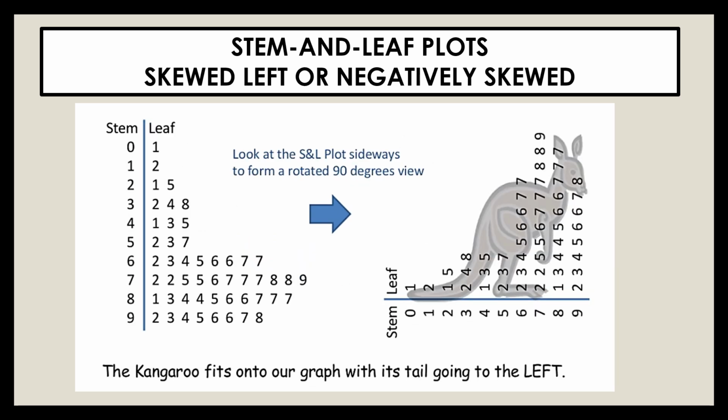On this one, once again, we have our stem and leaf plot. We rotated it to the left so that our line is horizontal at the bottom. And we can see that the tail goes to the left. So this is skewed left or left skewed or negatively skewed.